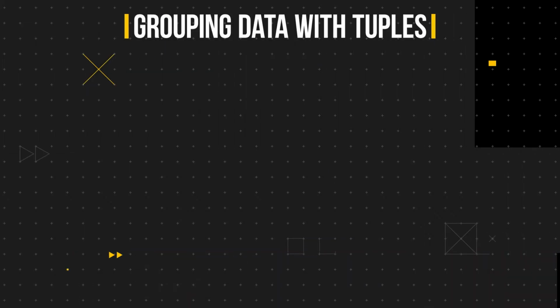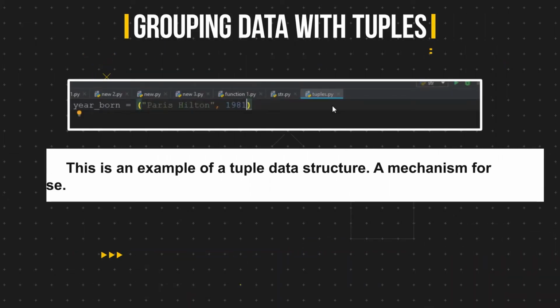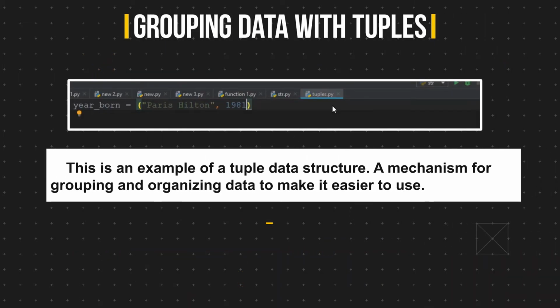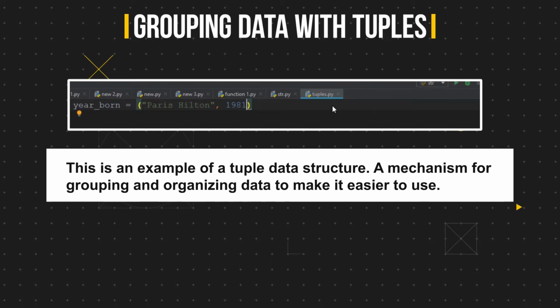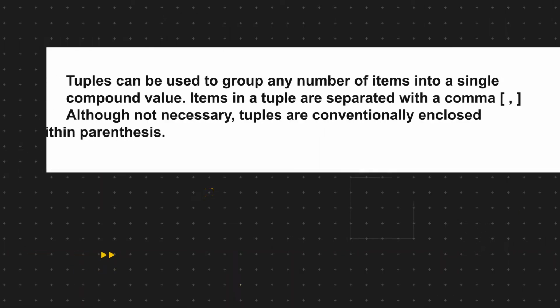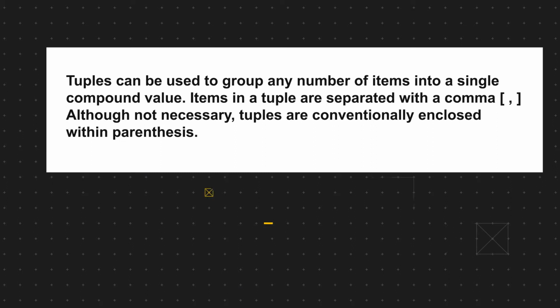So we have an example of a data structure, a mechanism for grouping and organizing data to make it easier to read. So here we can see year born is equal to Paris Hilton, 1981. So we have grouped data concerning Paris Hilton in year born. Now a tuple can be used to group any number of items into a single compound value.